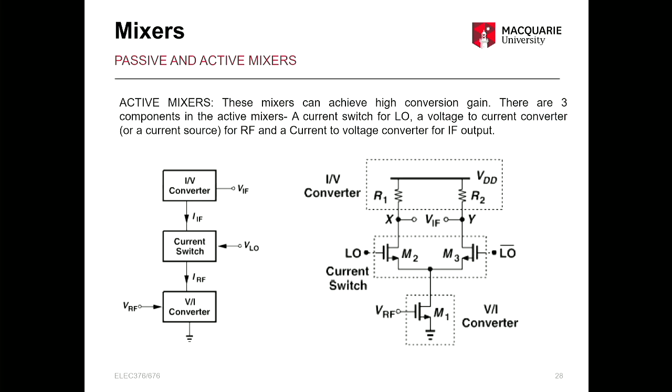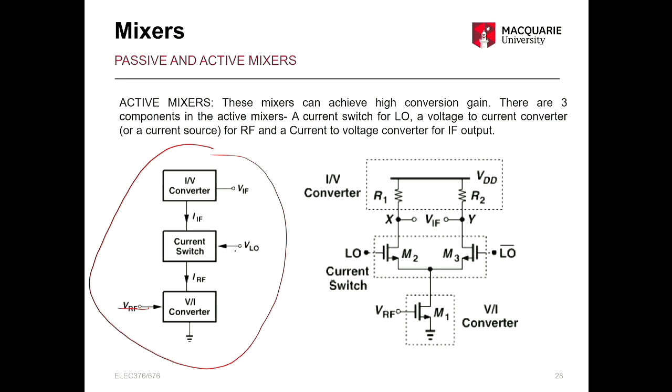So there are active and passive mixers. What we have looked at so far is all passive, even though there was an active component, a MOSFET or a BJT or a diode in there. The load was a passive load. There are active mixers which can achieve a really high conversion gain. There are three components for an active mixer, as you see here in this figure. So you give RF to a voltage to current converter, and you take IF from a current to voltage converter.